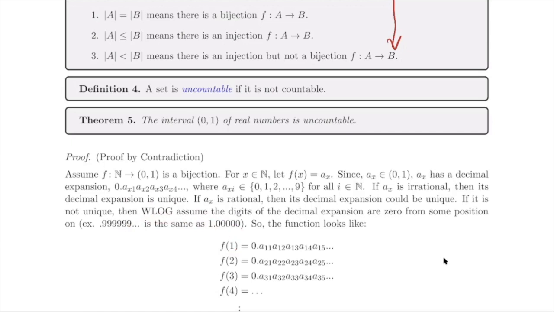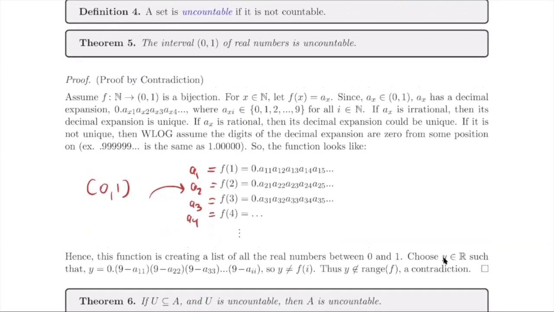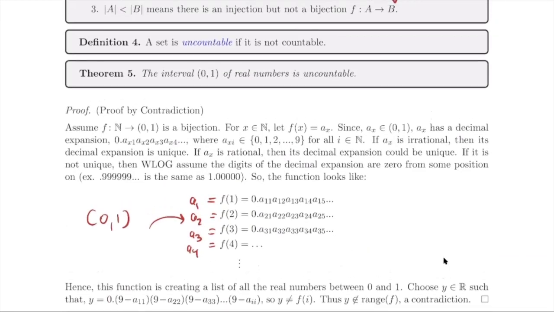So what this means is that f of 1, that's what we're calling a1, a2, a3, a4. So all of these numbers are in this interval from 0 to 1. And over here, we're just saying this would be the first decimal, second, third, and so on. Okay, so we're going to assume that this function exists, and here's how we define it. And now what we want to do is get a contradiction. Why can't such a function exist?